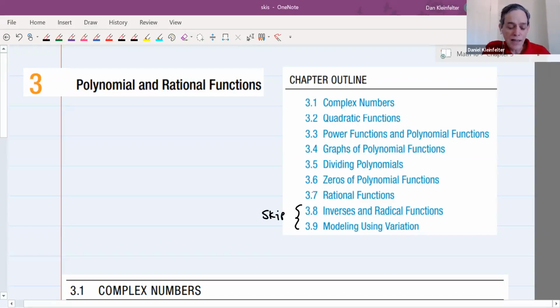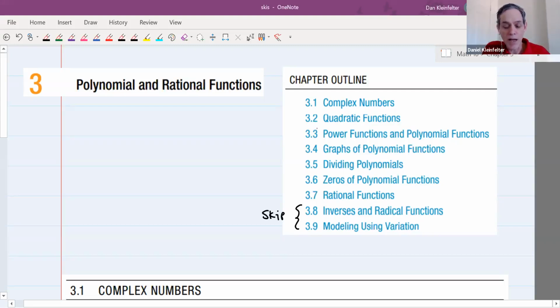Overall, the chapter is about looking at a new class of functions called polynomials, which we've already seen before, but this chapter deals with them in more generality. We'll be looking at how to solve polynomial equations and how to graph polynomials. Part of what 3.1 is about, where we'll start, is introducing the set of complex numbers, which are going to help us describe the solutions of polynomial equations.